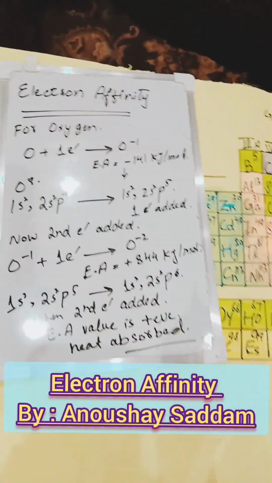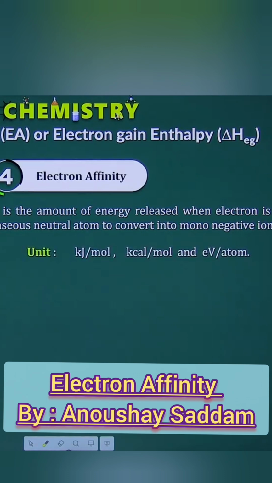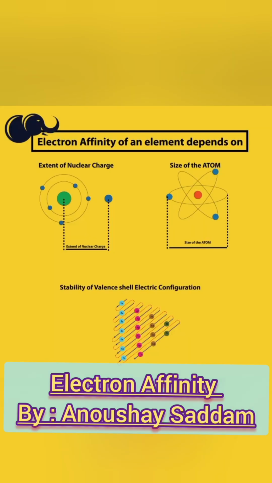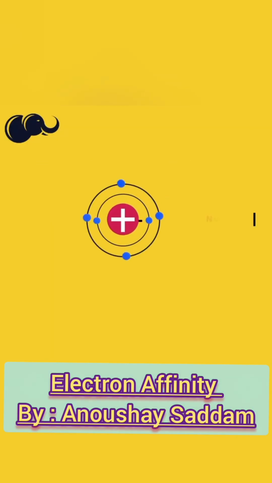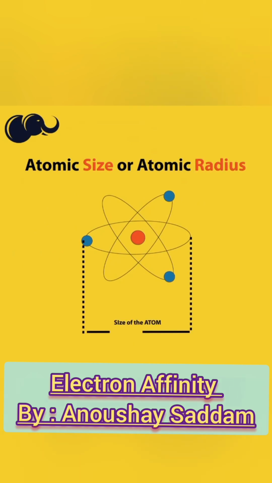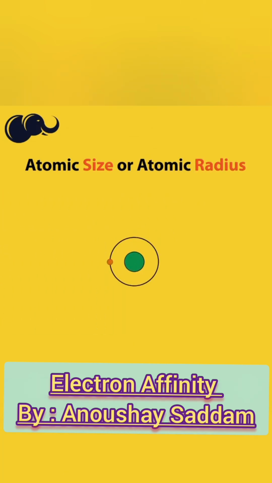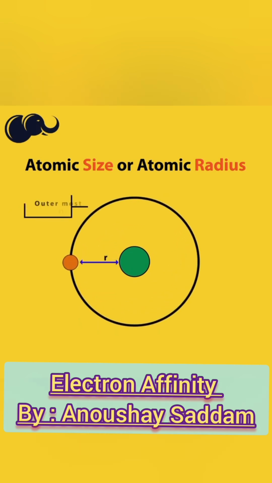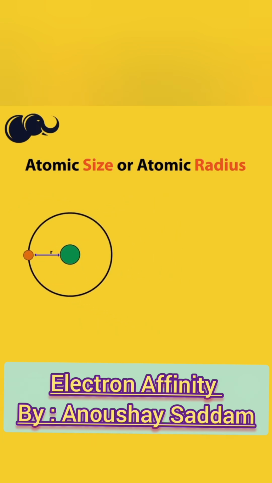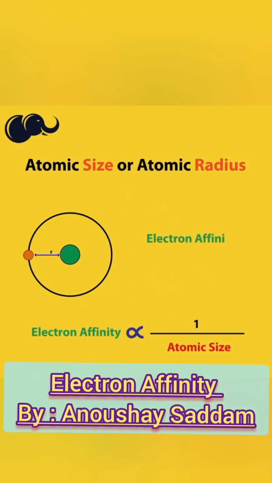Electron affinity is usually measured in joule per mole or kilojoule per mole. There are some factors that affect electron affinity, like atomic size. The greater the atomic size, the lesser will be the electron affinity, because when the size of an atom is greater, the nucleus is far away from the outer electron which is going to be added, and the nucleus will fail to exert its force of attraction on that far electron. That's why when atomic size increases, electron affinity decreases.